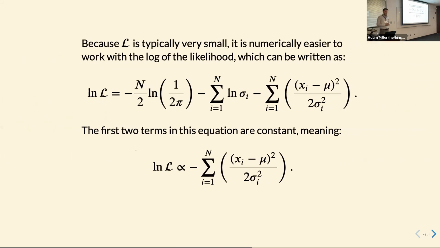Because the likelihood is typically a very small number, we often work with the log likelihood instead of the likelihood itself. All that means is we take the log of the likelihood, that turns into the following equation. What's nice is that these first two terms, we have a term that is dependent upon n, the number of observations we have, and a second term that is dependent upon the uncertainties on those observations, but those uncertainties are unchanging. So these first two terms are constant. So the log of the likelihood is proportional to the sum of the difference between the observations and the model normalized by the uncertainties, all of that squared.